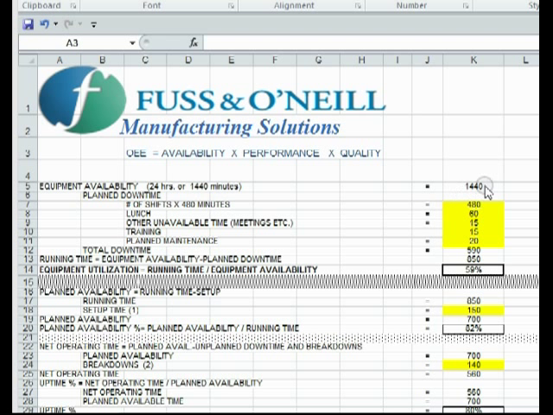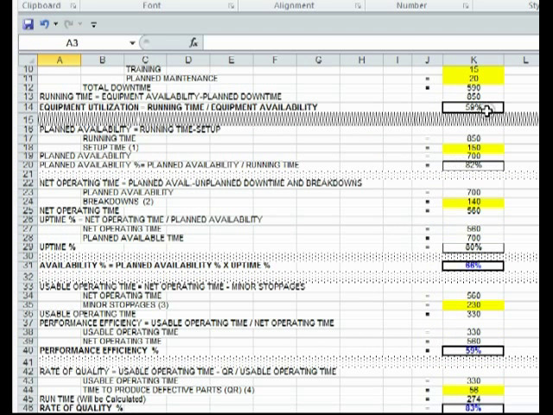Just above the yellow box, what you're seeing is the number 1440. These are all minutes, and 1440 minutes are the minutes in 24 hours. So this is a daily OEE Excel spreadsheet. Once you put those numbers in, you end up with a number, and this one showing 850 minutes, and all that says is now during this 850 minutes, what is my OEE during that time?